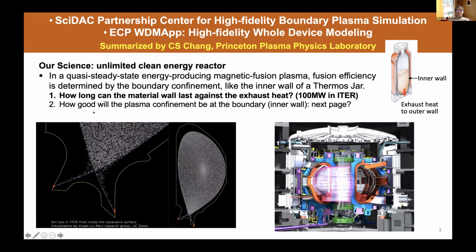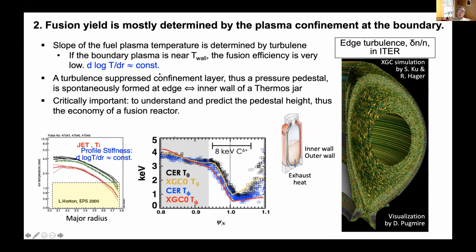The second one we are after is how good the plasma confinement will be at the boundary. That's the inner wall. I talked about the outer wall, that's the material wall. So that's the next page. Due to the time limitation, I will not be able to explain in too much detail, but the second part is that the fusion yield is mostly determined by the plasma confinement at the boundary, that's the inner boundary.